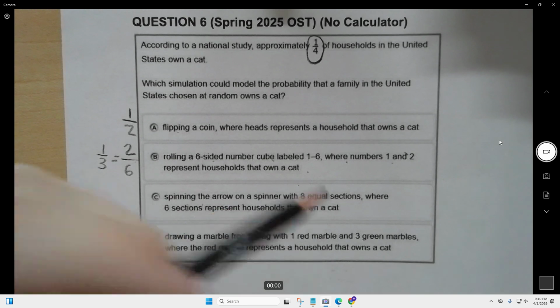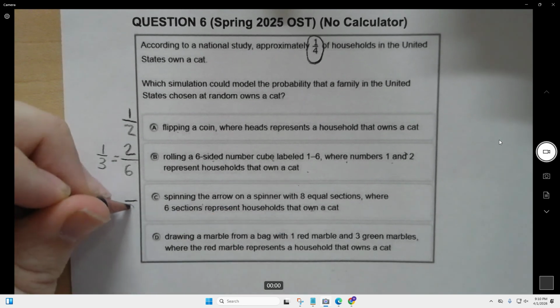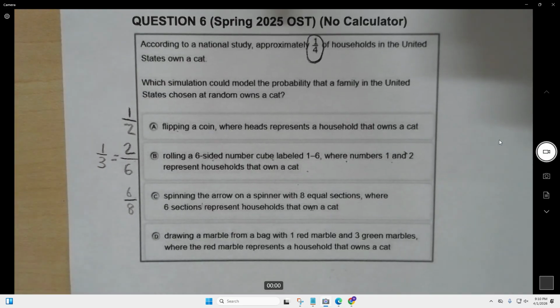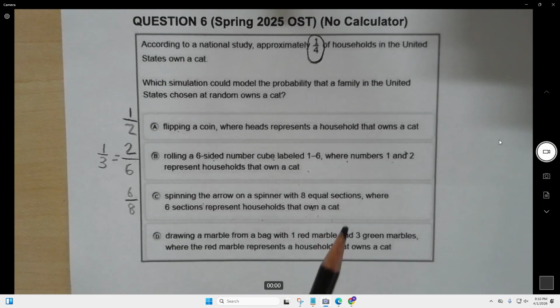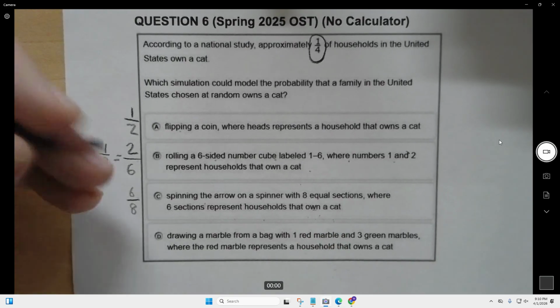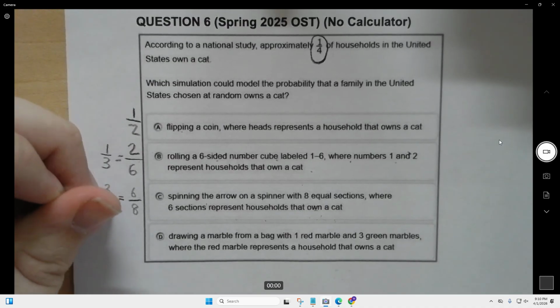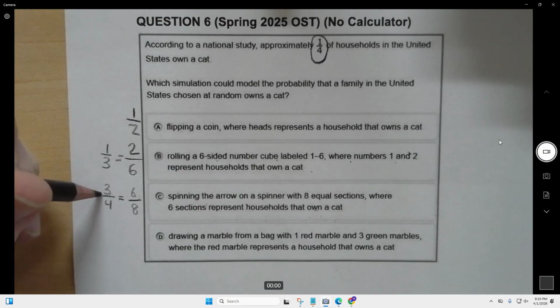Spinning the arrow on a spinner with 8 equal sections, where 6 represent the households that own a cat. This is the answer that's meant to trick you. Because if this said the 6 represents households that don't own a cat, this would be the correct answer. However, these 6 represent the people who do own a cat, so the 3/4 doesn't work.